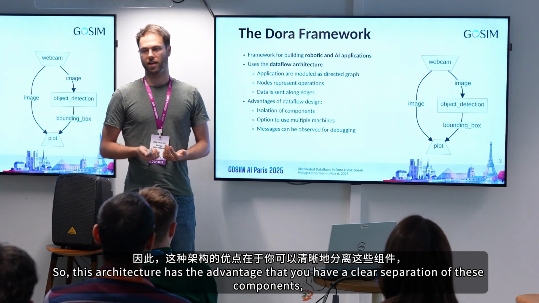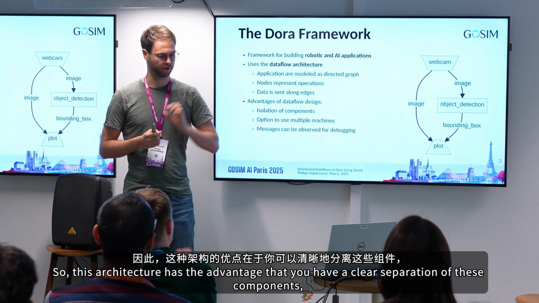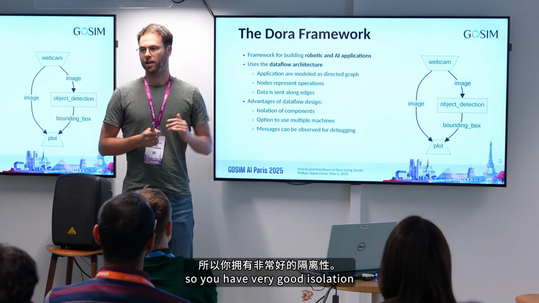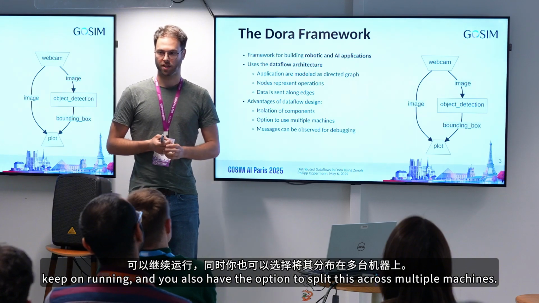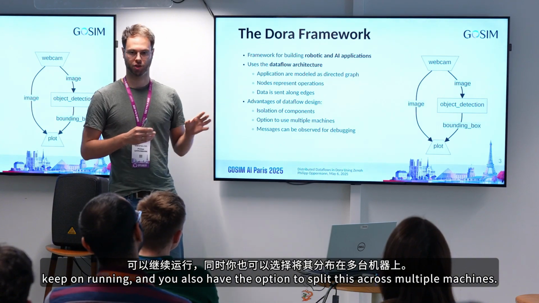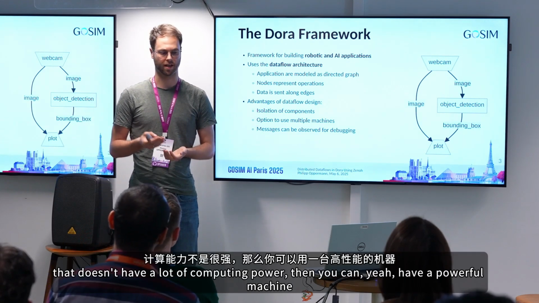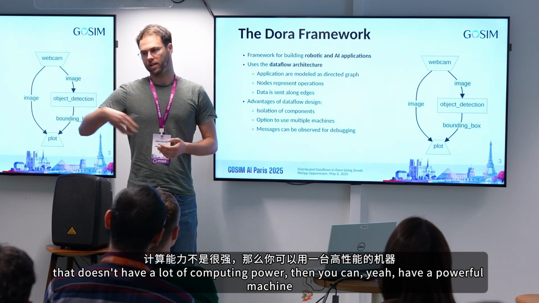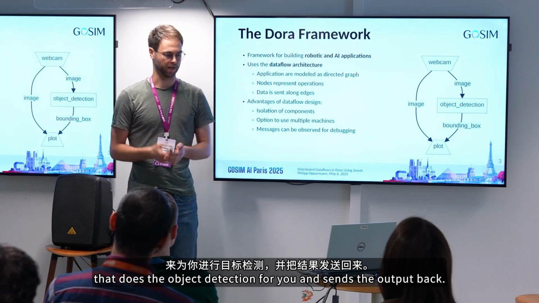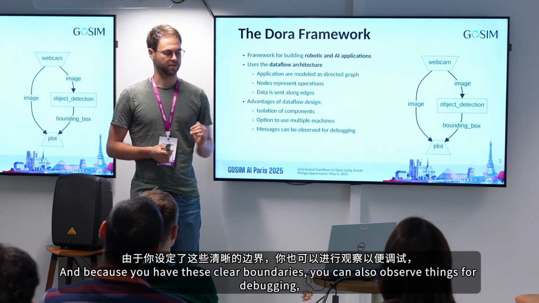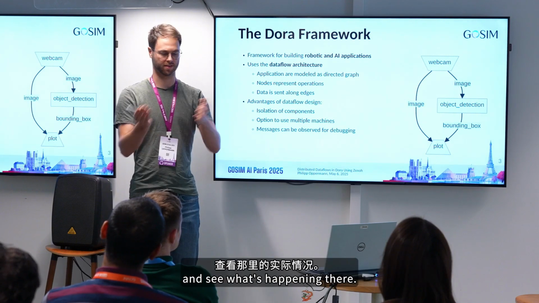So this architecture has the advantage that you have a clear separation of these components. So you have very good isolation. If one node goes down, you can just restart it. The other nodes can keep on running. And you also have the option to split this across multiple machines. So if your webcam is running on a small robot or something that doesn't have a lot of computing power, then you can have a powerful machine that does the object detection for you and sends the output back. And because you have these clear boundaries, you can also observe things for debugging. So you can just tap into a live system and see what's happening there.